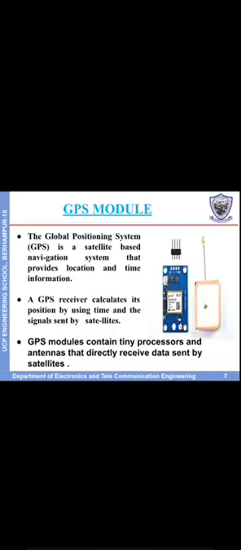Moving on. GPS module. The Global Positioning System is a satellite-based navigation system that provides location and time information. A GPS receiver calculates its position by using time and the signals sent by satellites. The GPS module contains a tiny processor and antennas that directly receive data sent by satellites.